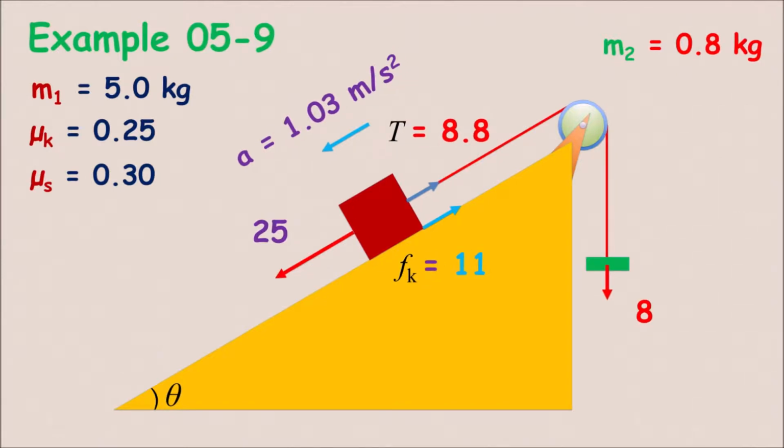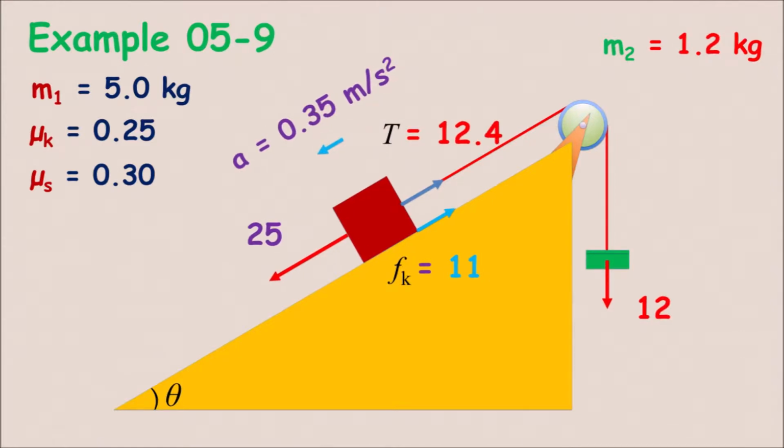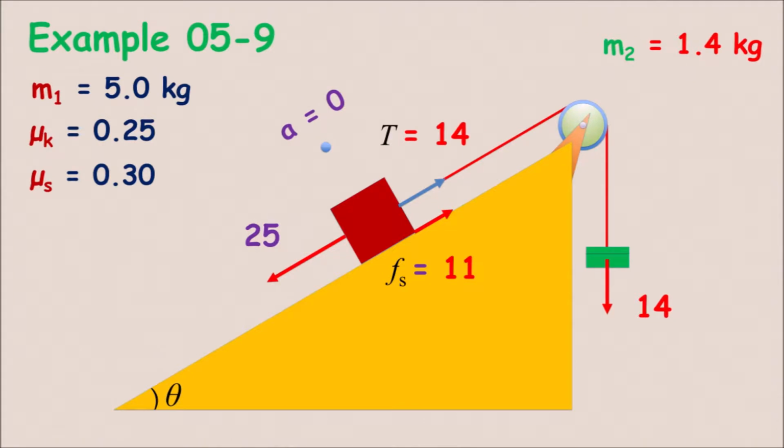So let's reverse this process and start increasing M2. This decreases the acceleration and eventually stops the system. As soon as the system stops moving, tension in the string becomes exactly the same as the weight of block 2, and the kinetic friction switches back to static friction and tunes itself to keep block 2 at rest. Now watch the rest and enjoy.